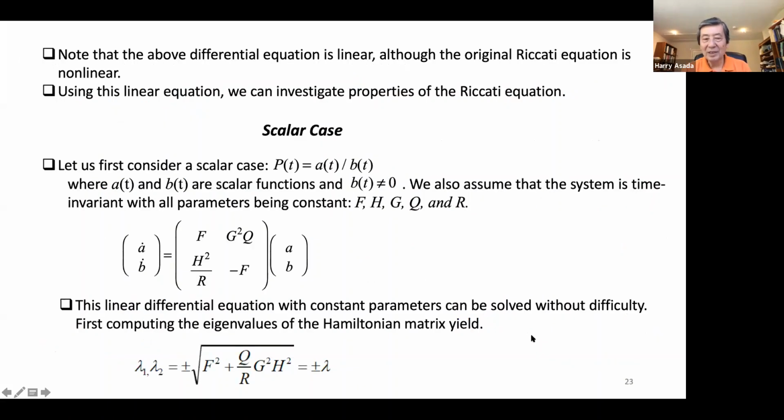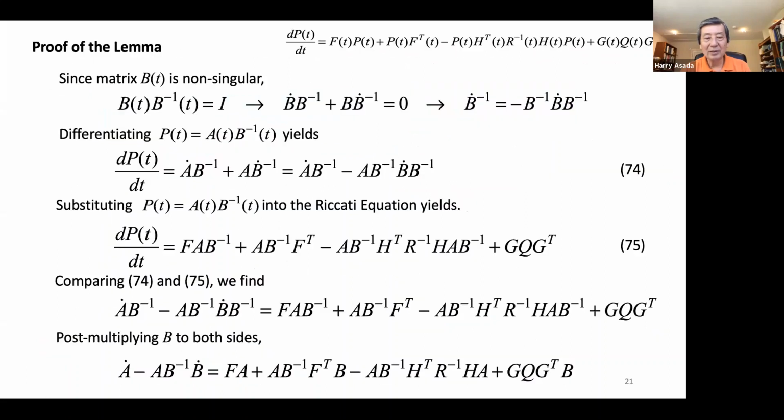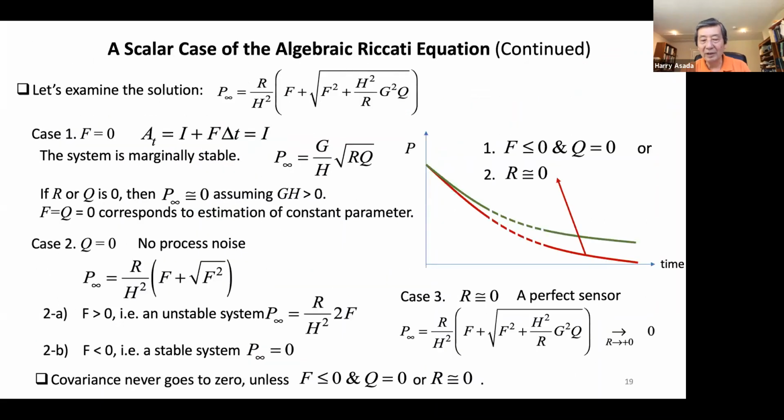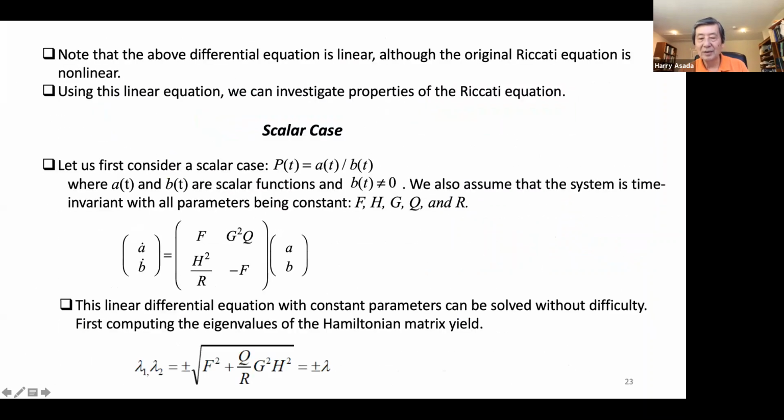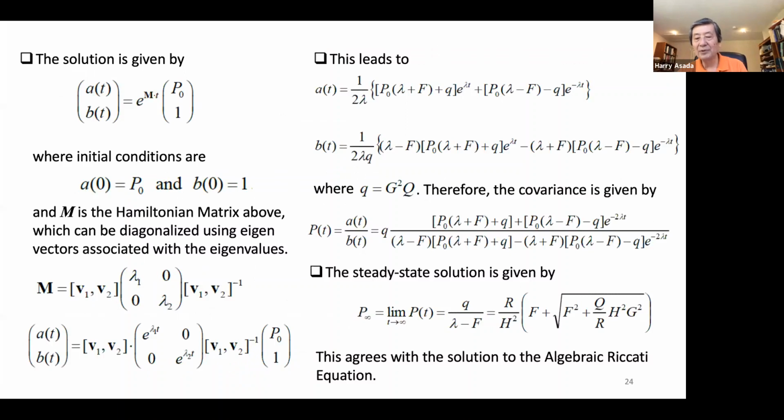Let me show you that. The algebraic Riccati equation that we obtained right here: P infinity equals R over H squared, and so on. This is basically the same equation we arrived at right here. Okay, this is just a sanity check.